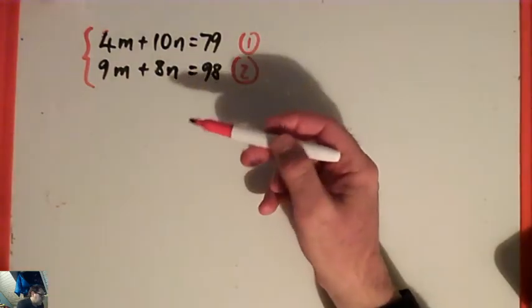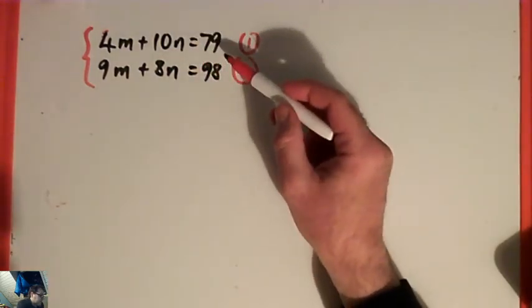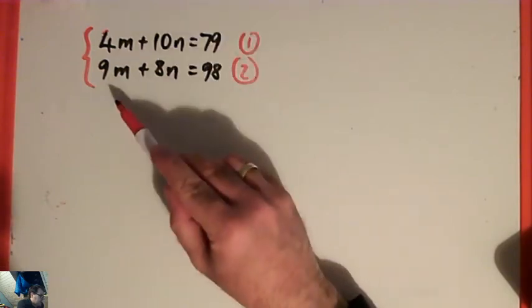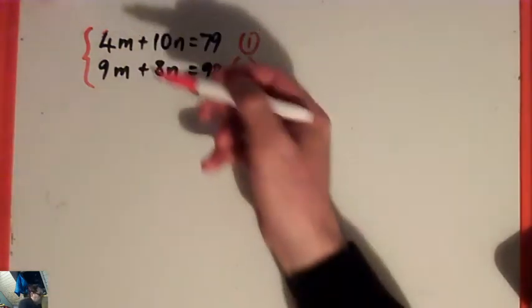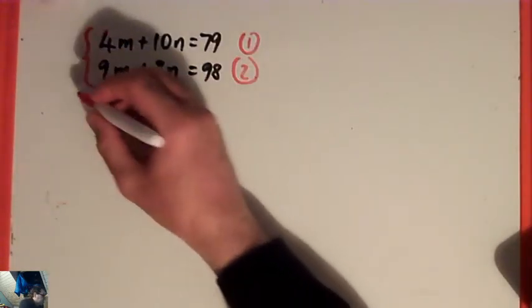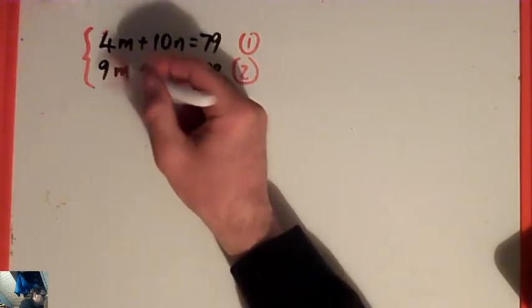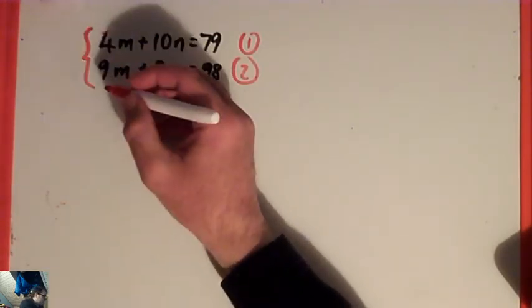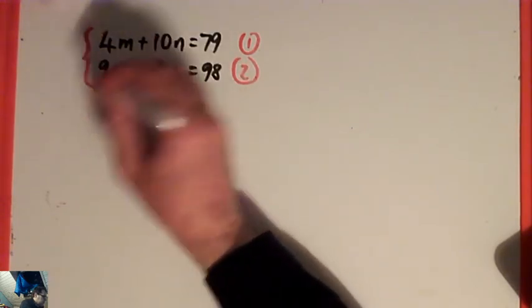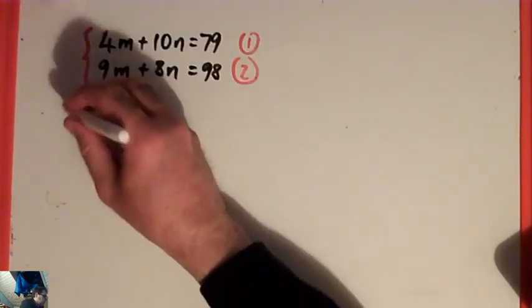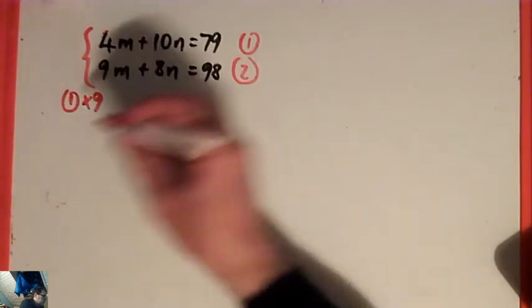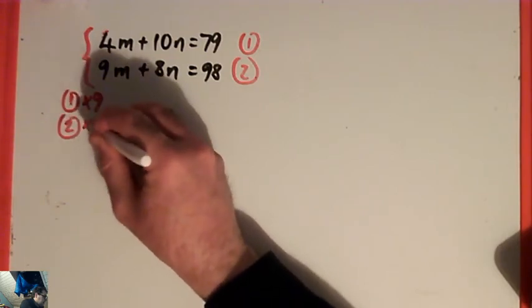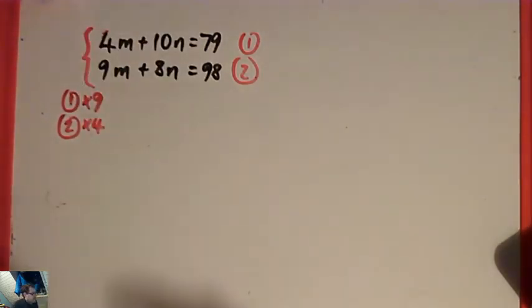So here it is on my board. 4m plus 10n equals 79. I've labelled that 1. 9m plus 8n equals 98. I've labelled that 2. I'm going to try and make, let's make the m's the same. So I'm going to take, well, first of all, 4 and 9 both go into 36. There's nothing smaller they go into. So I'm going to take everything in equation 1 and multiply it by 9. And everything in equation 2 and multiply it by 4 in order to try and get 36m in both equations.